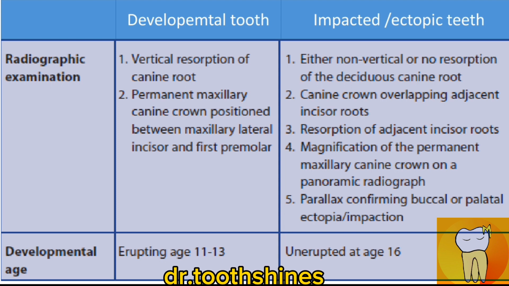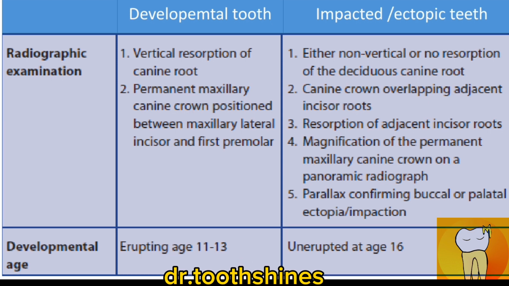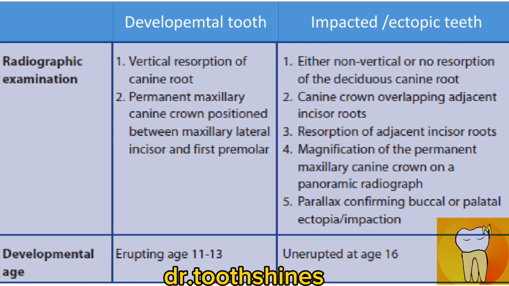You can see the magnification of the permanent maxillary canine crown on a panoramic radiograph, and the parallax confirming buccal or palatal ectopic impaction. The other differentiating point, which is also very important, is developmental age. The normal erupting age of the permanent maxillary canine is between 11 to 13 years of age. If unerupted at the age of 16, then the tooth will be impacted or ectopic.